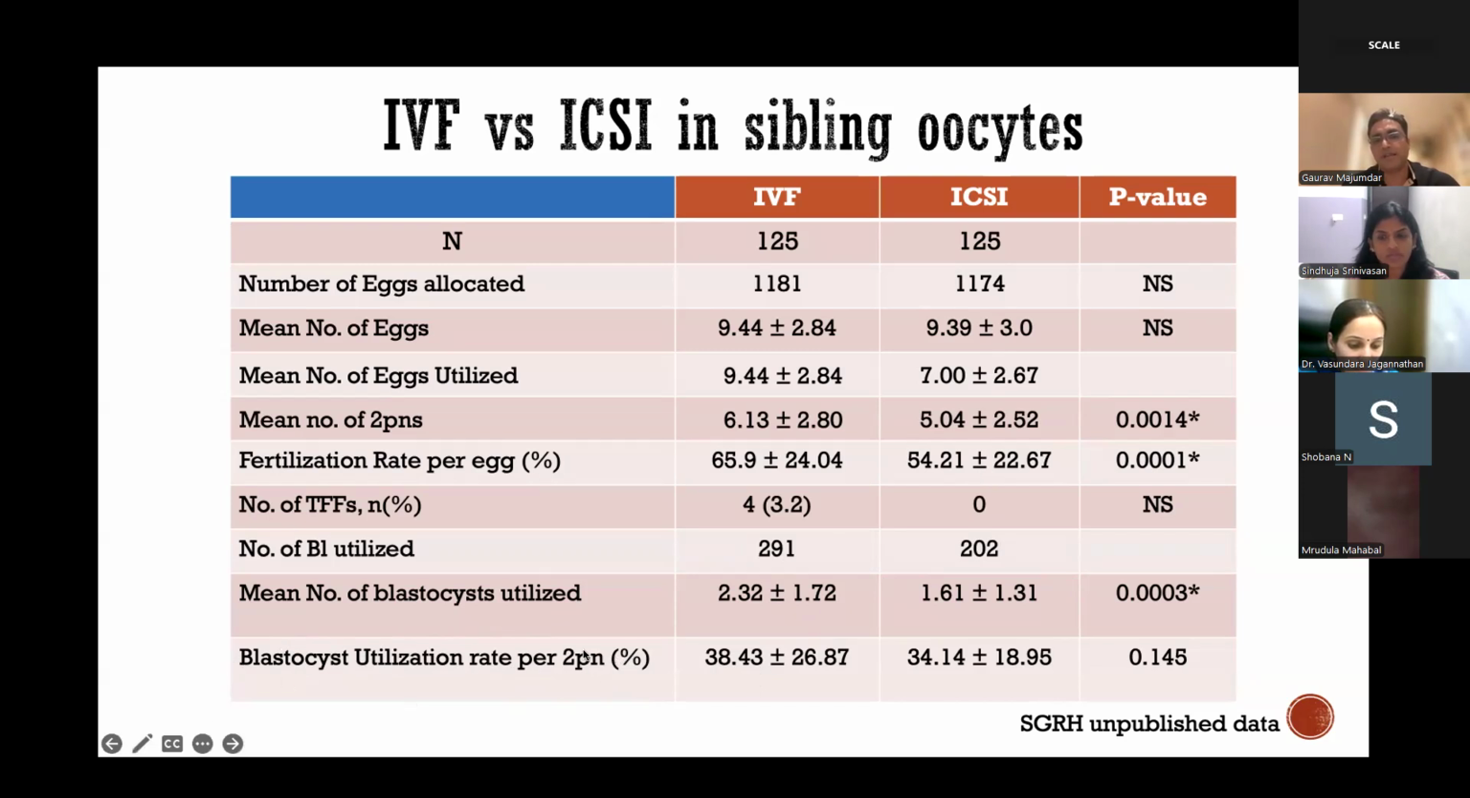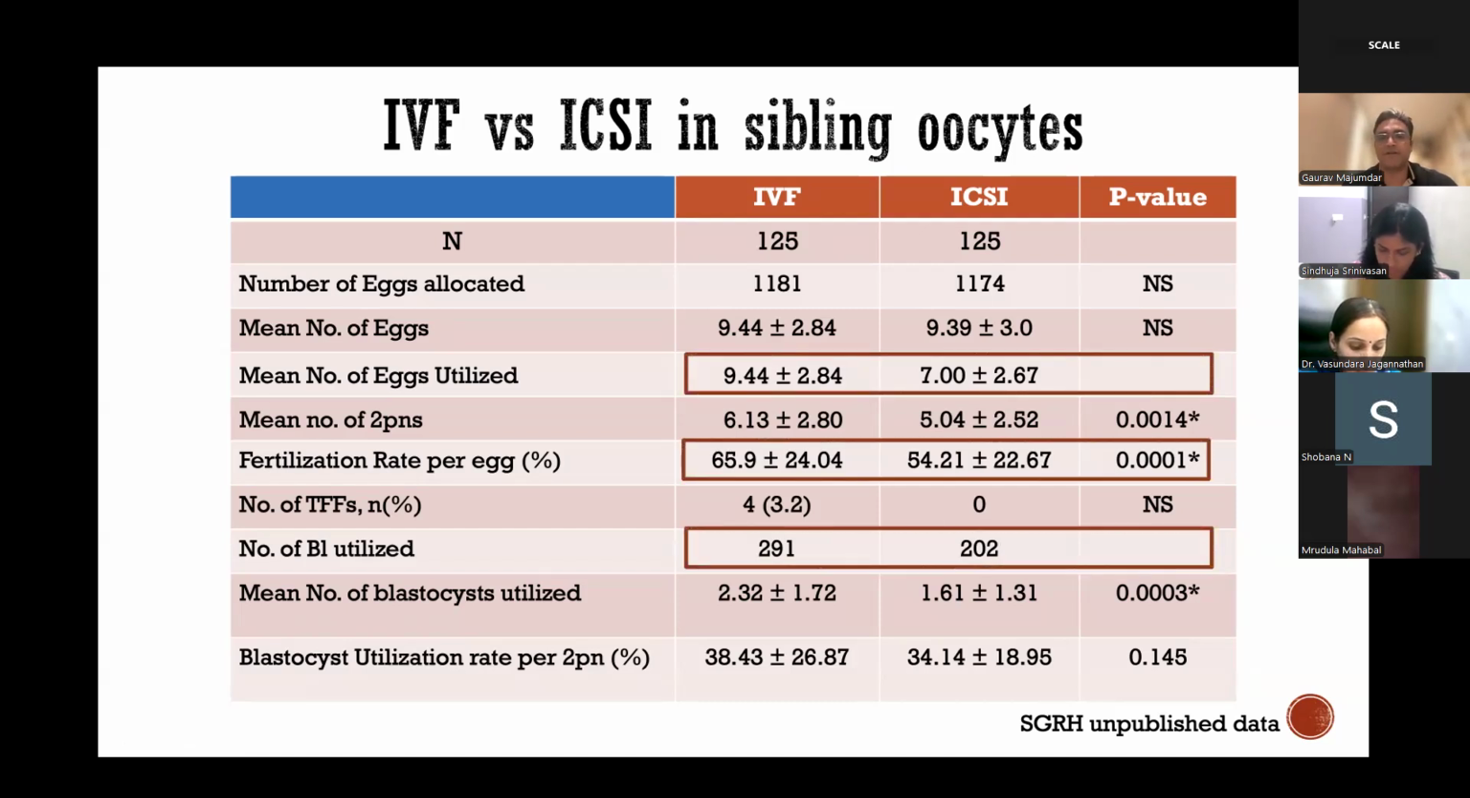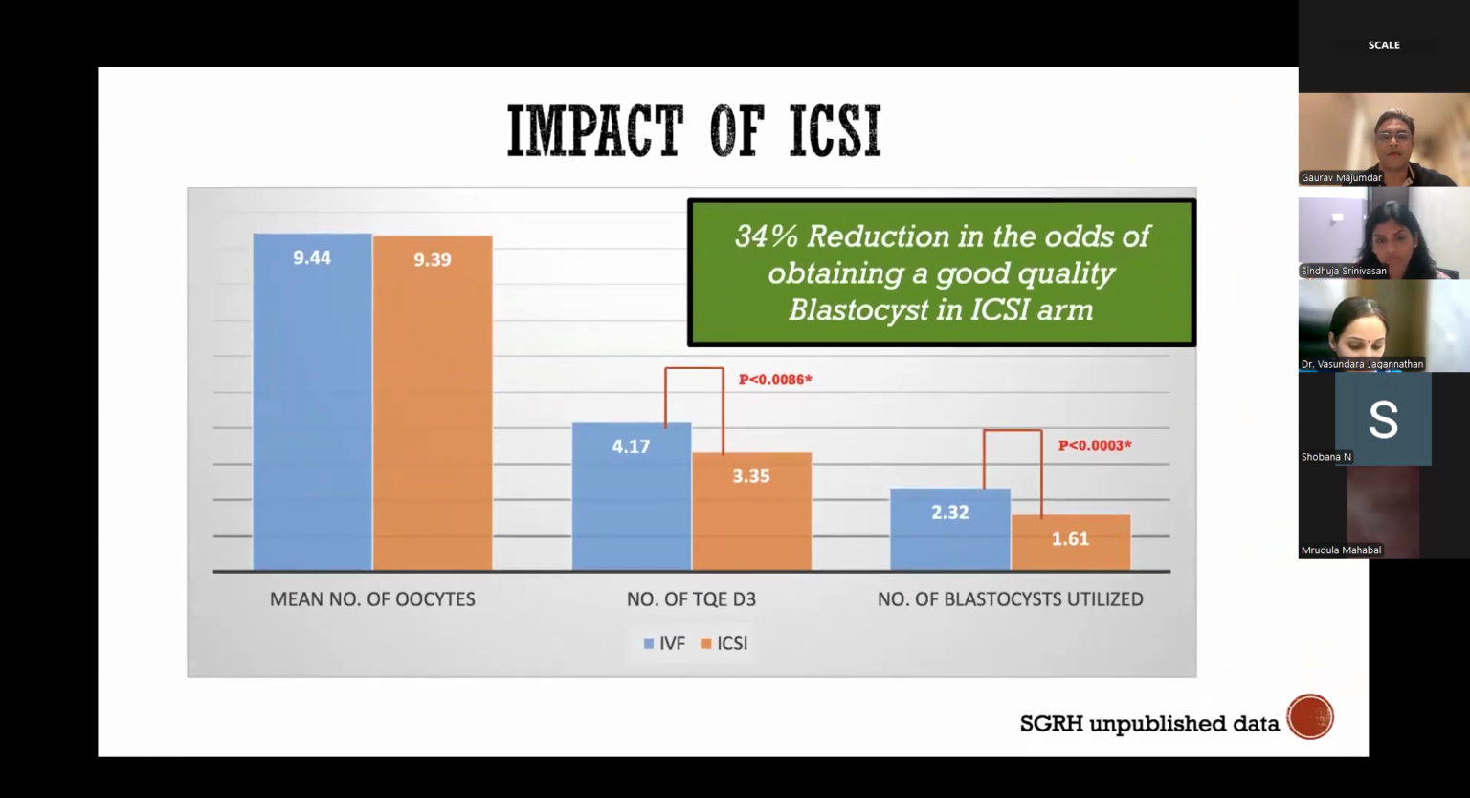Because trending to be higher with higher numbers. So this again shows that even though the blastocyst conversion rate was more or less similar, because of higher oocyte utilization, we ended up with many more blastocysts in the IVF arm as opposed to ICSI. So these are the figures that you must focus on. When we quantified this, the data translated to a 34% reduction in the odds of obtaining a good quality blastocyst in the ICSI arm, where this was the mean number of blastocysts produced in IVF versus ICSI.